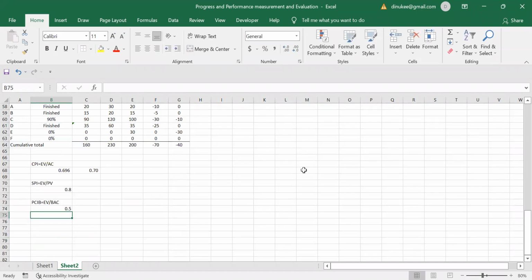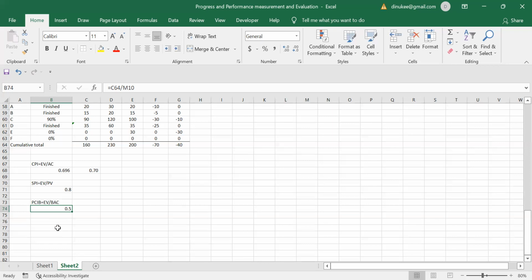So our PCIB is 0.5. BAC is the cost we budgeted, right? So from the budgeted cost, actually what we have earned is 0.5. From the budgeted cost that we have estimated, actually we have earned only 50% out of that. So that is the indication for the PCIB, right?